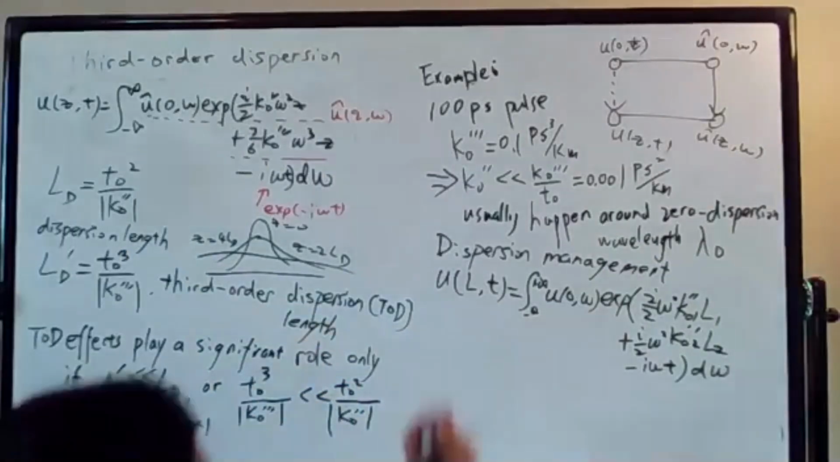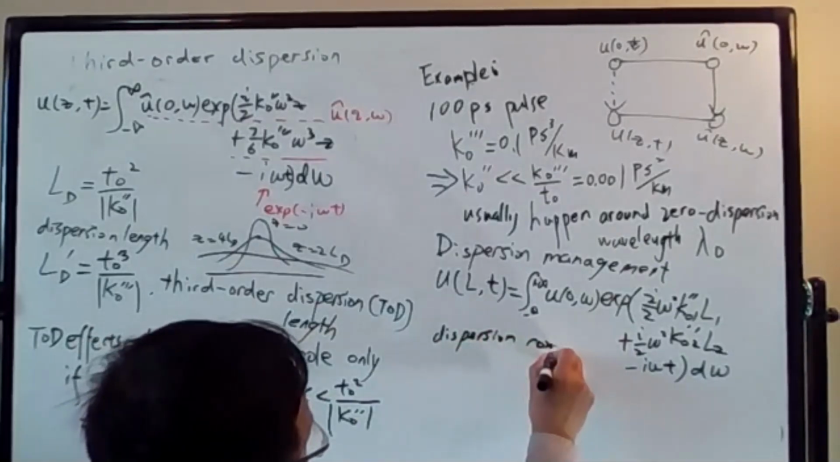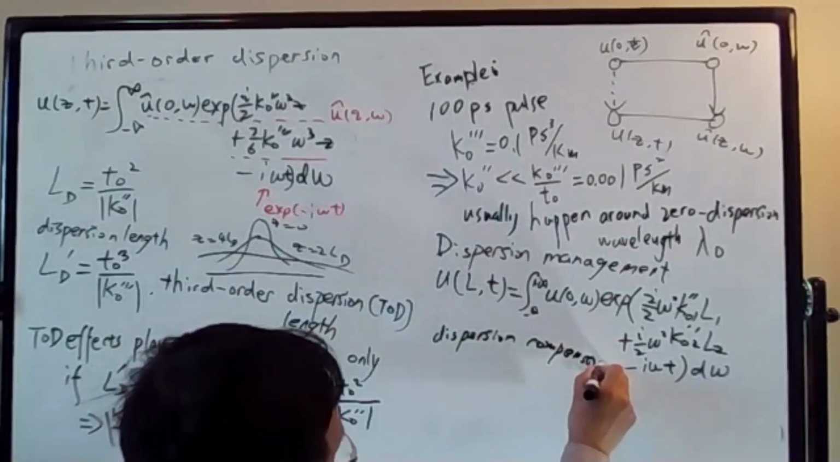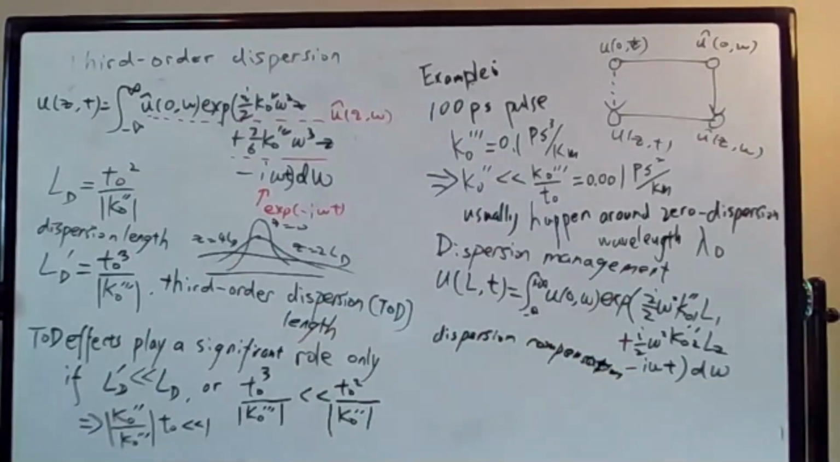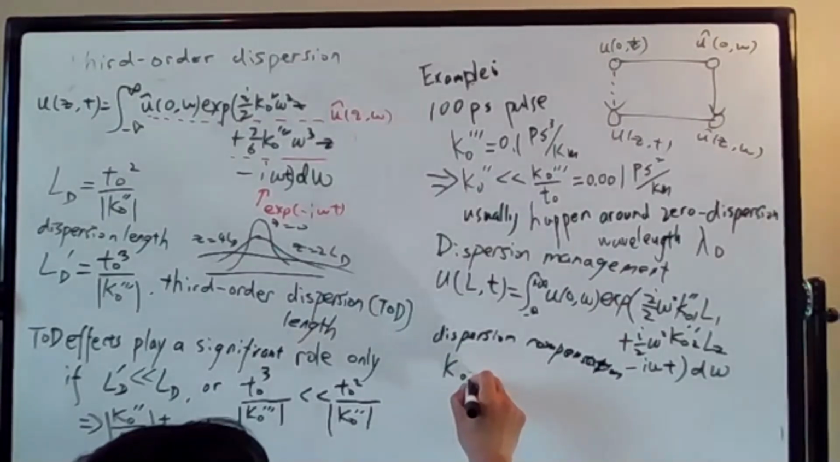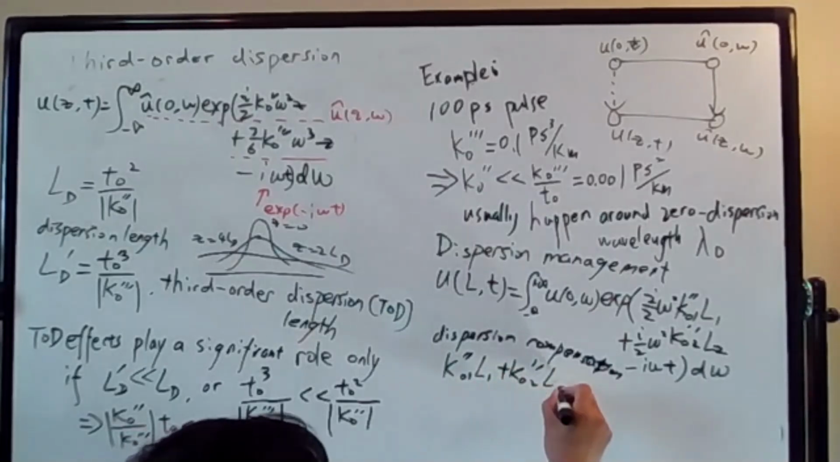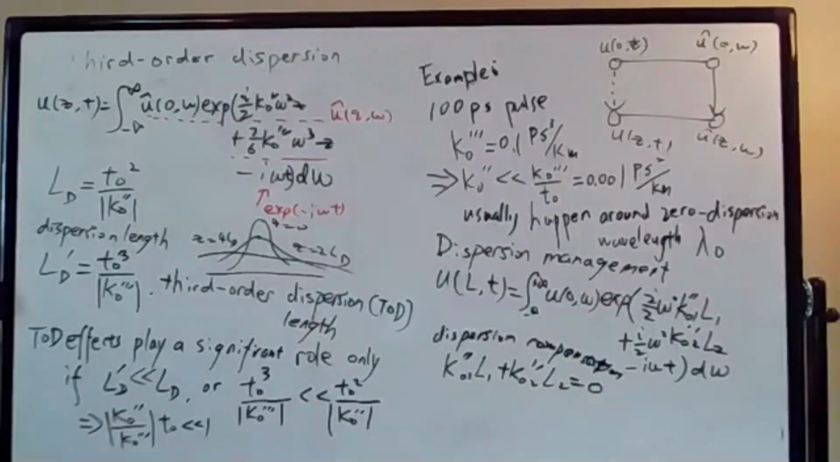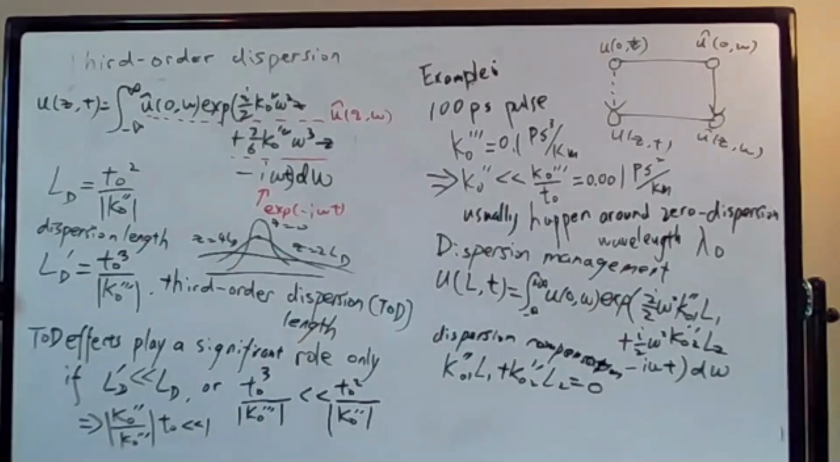Dispersion compensation. So K01 double prime L1 plus K02 double prime L2 is 0. We add them together, it's going to be 0, so we will get the original pulse coming back.